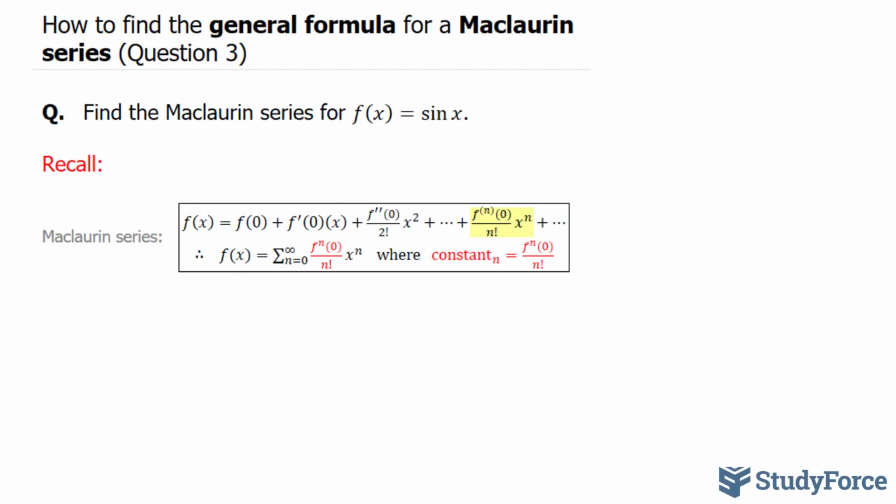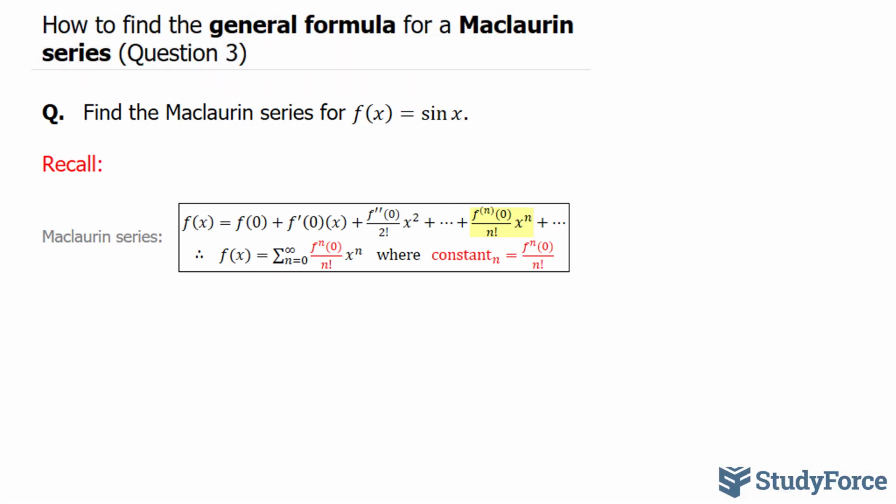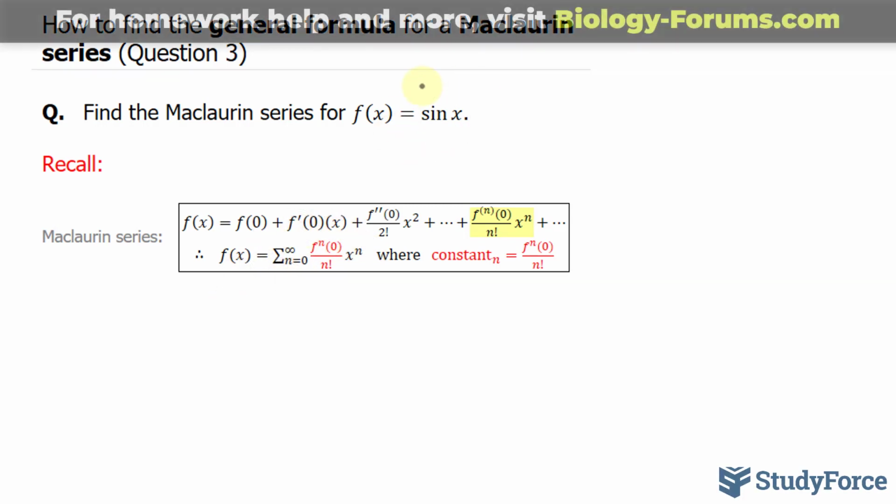In this lesson, I'll show you how to find the general formula for a Maclaurin series. This is question 3 in the series. The question reads, find the Maclaurin series for f of x is equal to sine x. Now remember, the Maclaurin series expansion looks like this, and the general formula for a Maclaurin series looks like the following. Now we want to modify this so that it is for the function sine x.